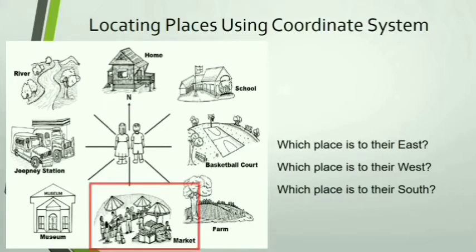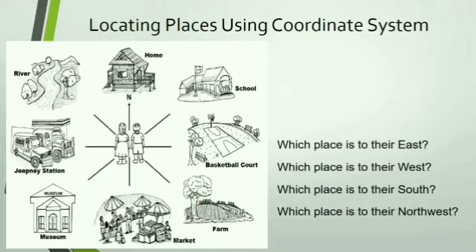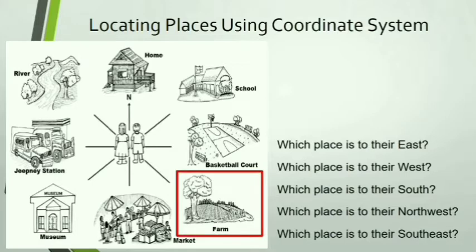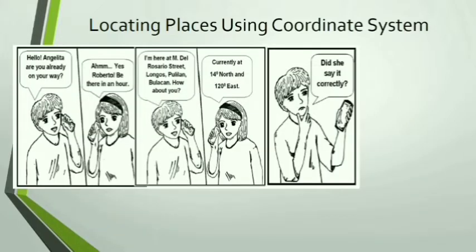That's correct. How about which place is to their northwest? Northwest? Correct. River. Excellent. The northwest is between the north and west. And lastly, how about their southeast? Their southeast is farm. Very good.